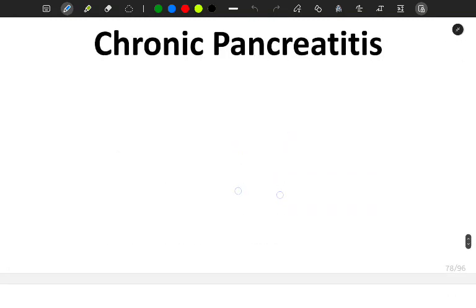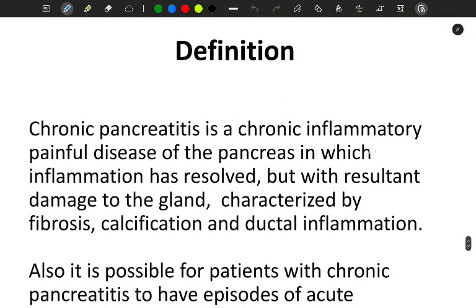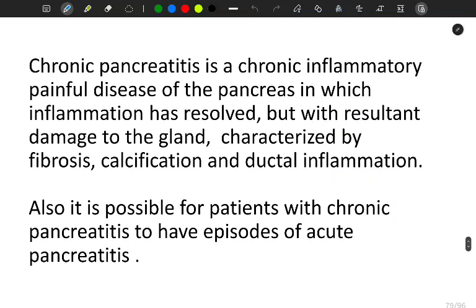Chronic pancreatitis, next. Chronic inflammation in the pancreas, or recurrent acute pancreatitis, will cause chronic inflammation in the pancreas with resultant damage to the gland, characterized by fibrosis, calcification, and chronic inflammation. So a finding on CT of the abdomen sometimes is calcification. Next. Structural changes. Yes, so it's true.